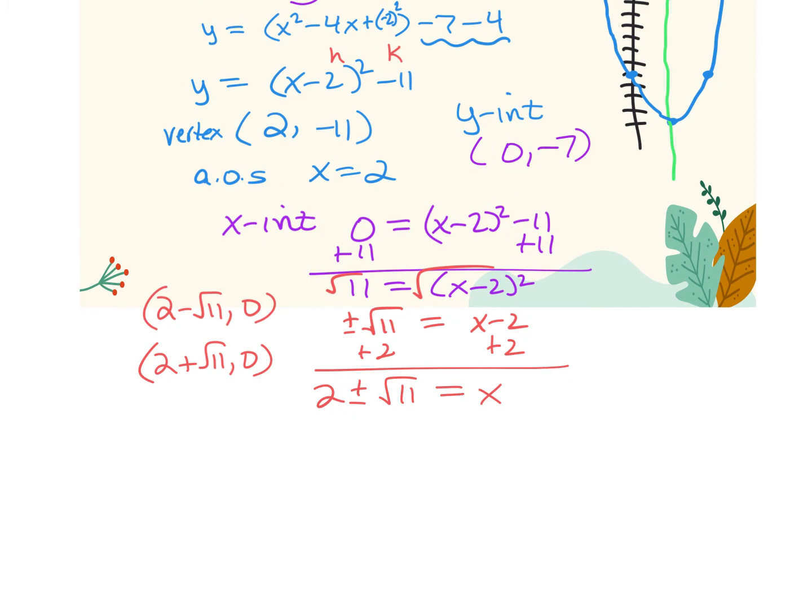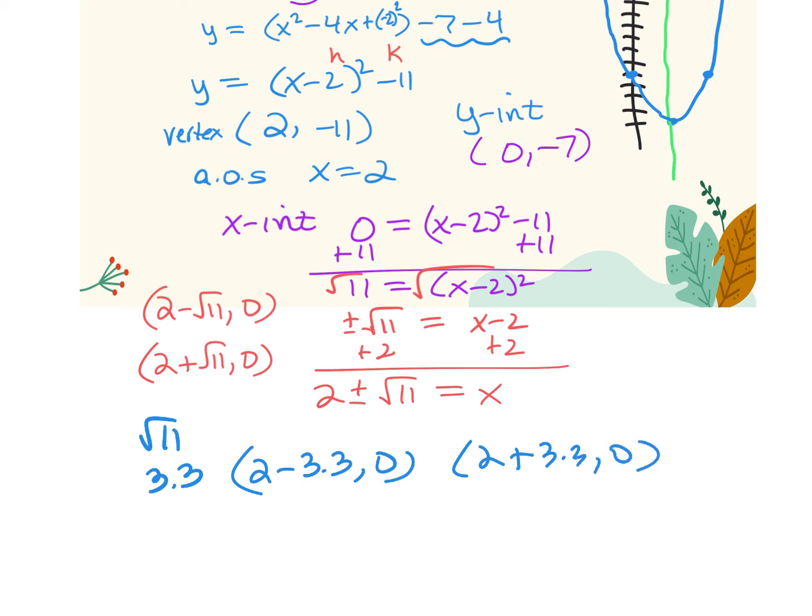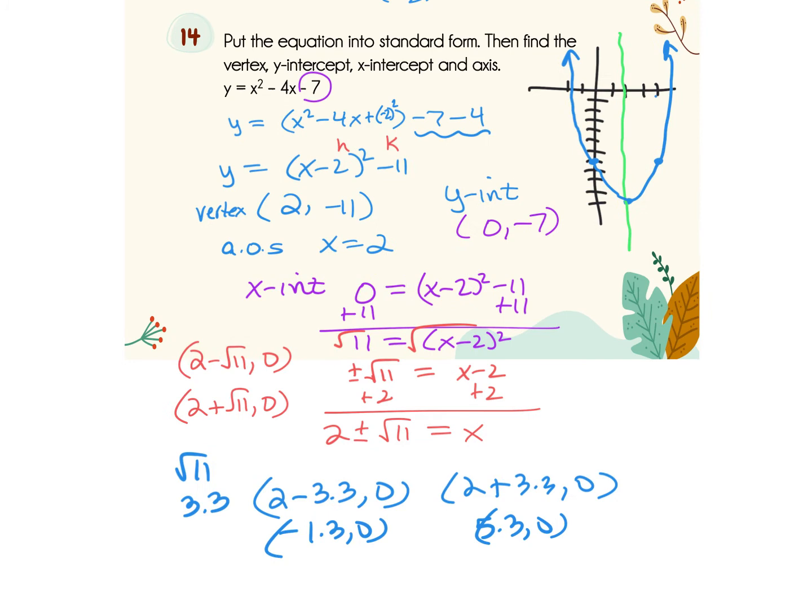If you were to approximate the square root of 11, I would say it's about 3.3. So if you wanted to approximate your x-intercepts, 2 minus 3.3, comma 0, and 2 plus 3.3, comma 0, this would give me 5.3, comma 0, and -1.3. So I went in between. I went, I guess, a little off. 1, 2, 3, 4. And then you could have said this was about 5. So it's about right.